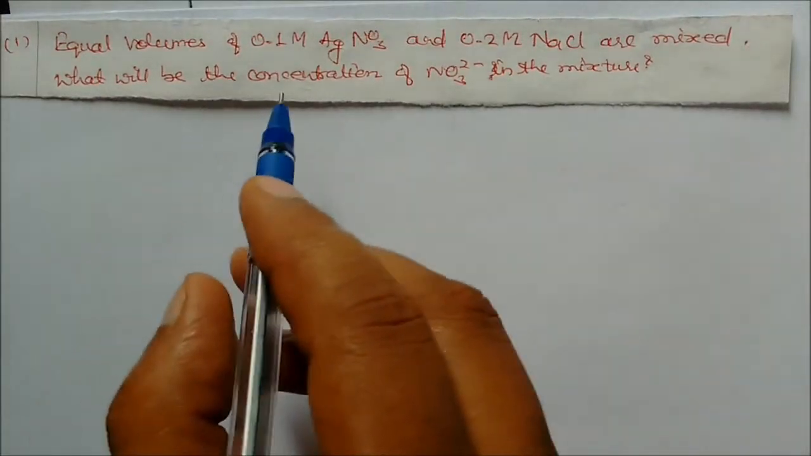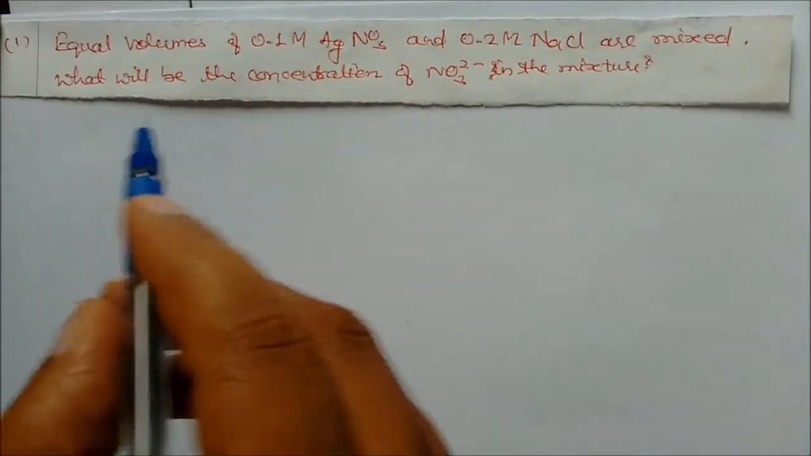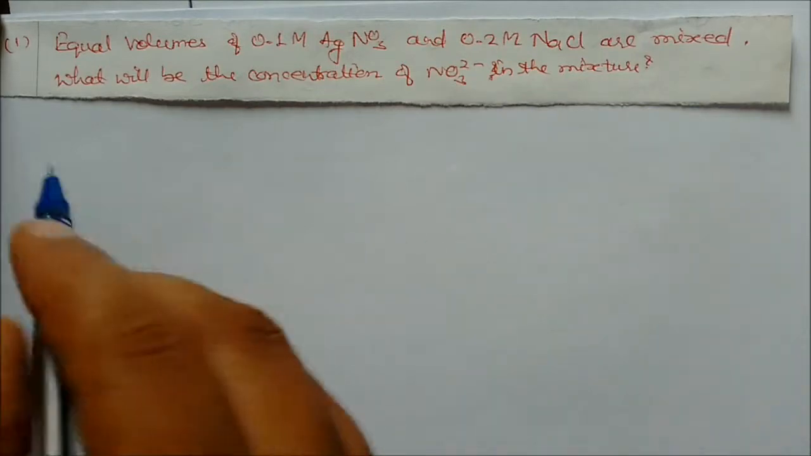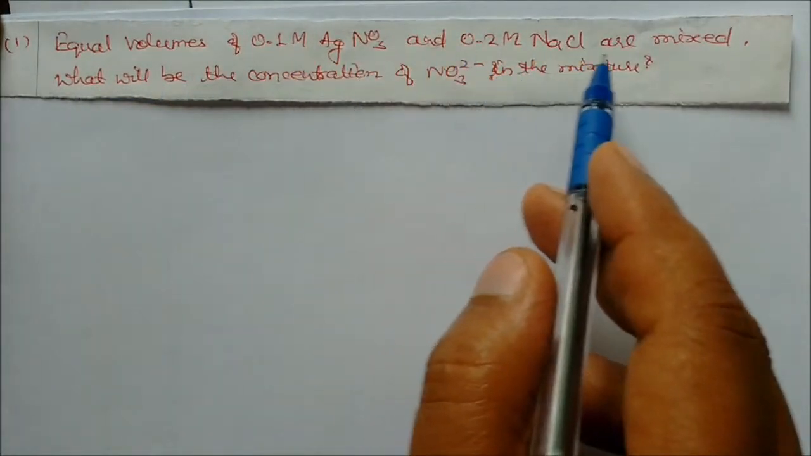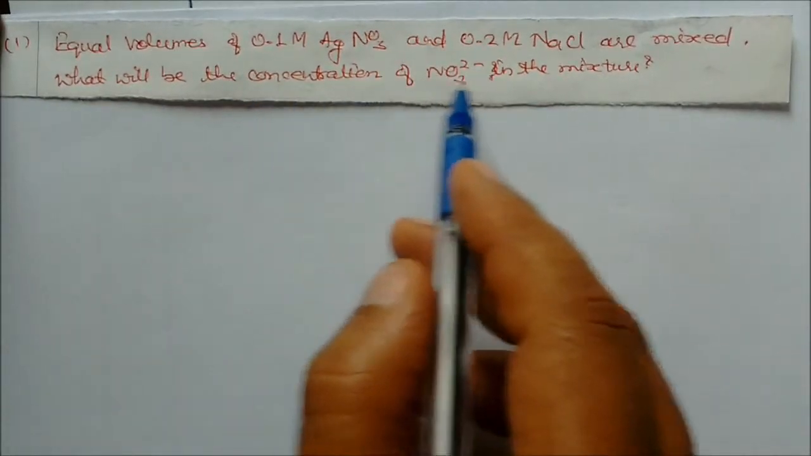So this is the problem based on stoichiometry. So we will see some problems of this kind of questions. Equal volumes of 0.1 molar silver nitrate and 0.2 molar NaCl are mixed. What will be the concentration of nitrate in the mixture?